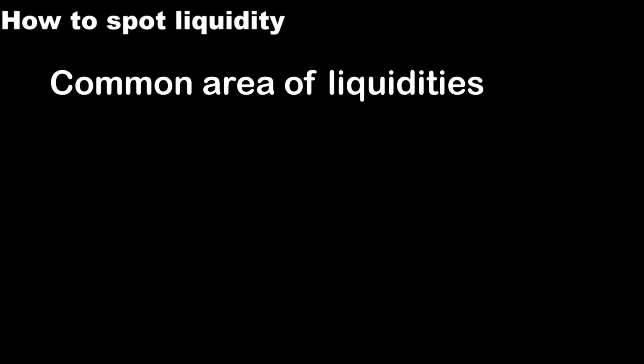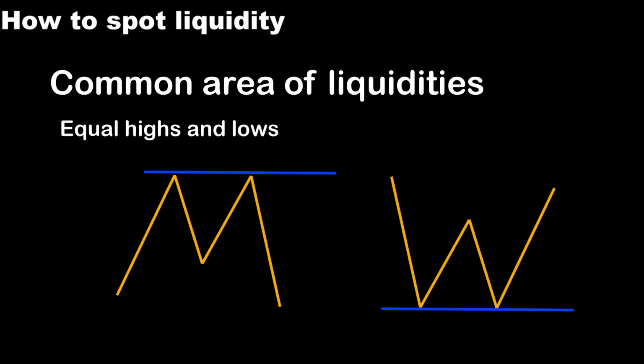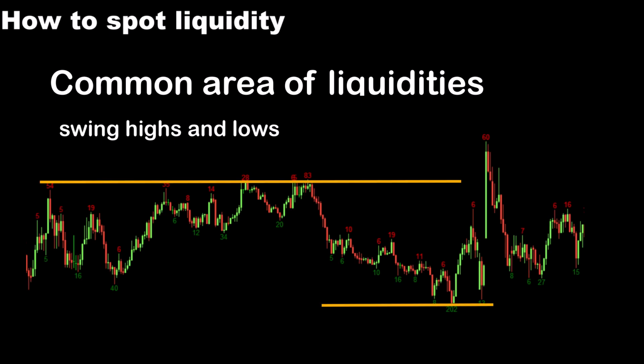Spotting liquidity becomes easier once you know what to look for. Look for equal highs and equal lows. These are common areas where stop losses are placed, so price often sweeps them. Watch swing highs and swing lows. These are natural liquidity points.